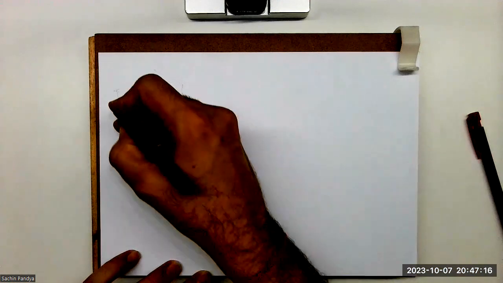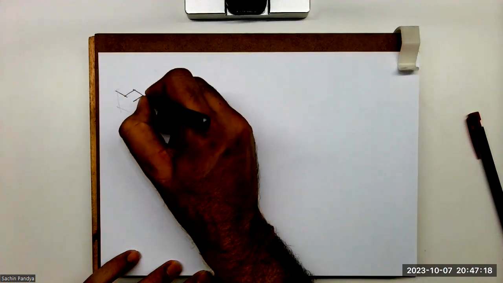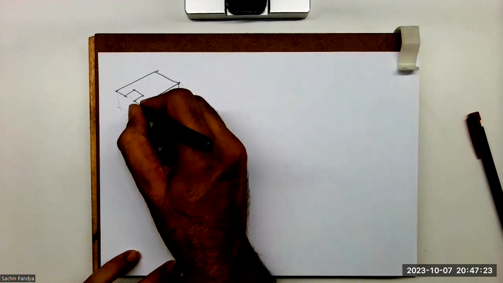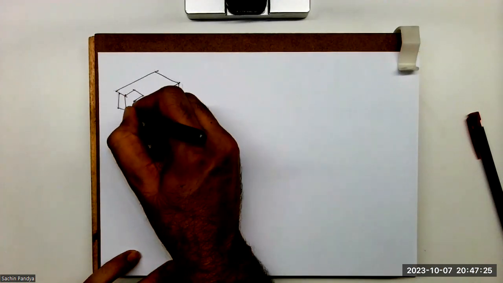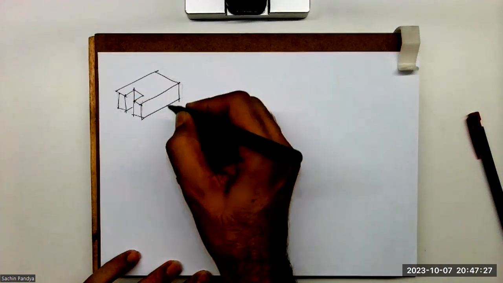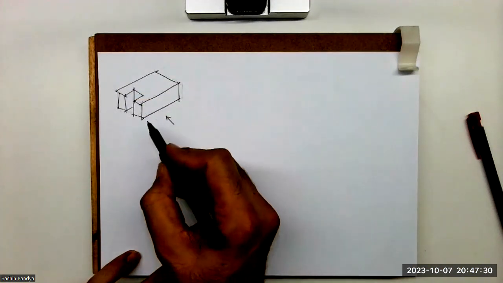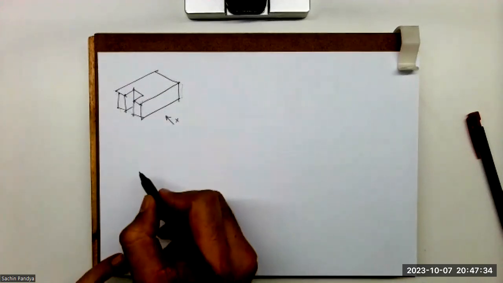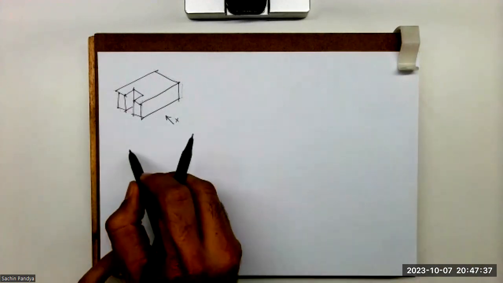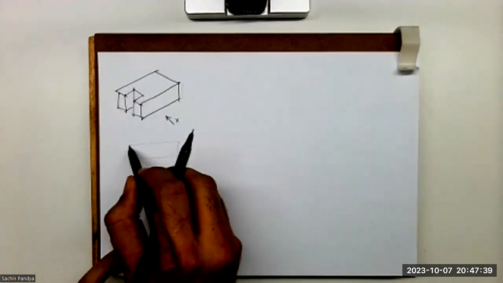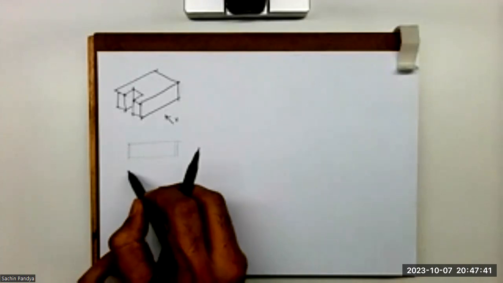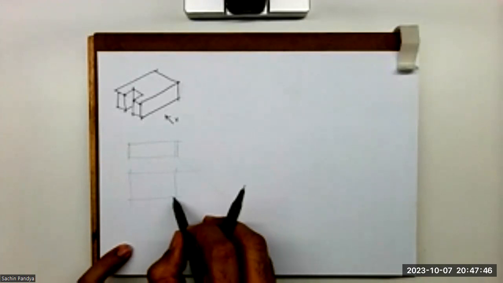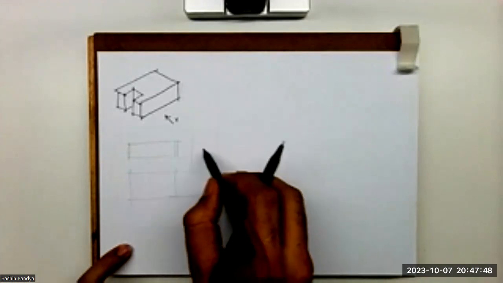We have a sum like this, and it has a slot like this. Now if I want to draw the front view, top view, and left hand side view, the observer is watching it from here. This is length and height, this is length and width. First we will draw the layout and we'll draw the side view like this.